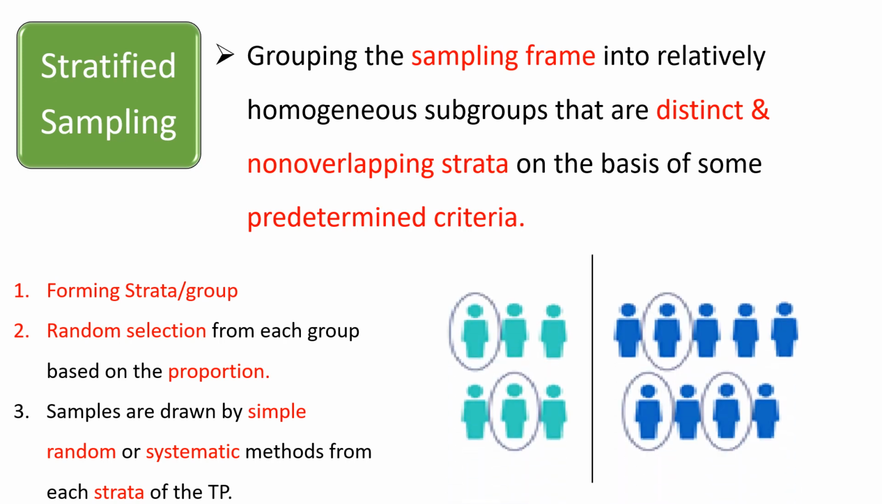Let's assume that these are our target population. Let's say these two groups are based on gender. This one is female, and the remaining are male. So we have two strata, two groups, divided based on gender. From these two strata, we can apply either simple random sampling or systematic sampling, because they are relatively homogeneous populations within a stratum.